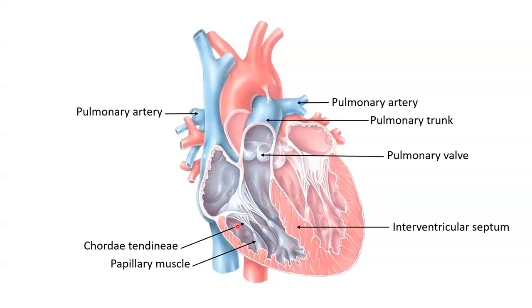From the right ventricle, the blood then passes through an open pulmonary valve. This can also be called a semilunar valve. It goes into a large artery called our pulmonary trunk, where it splits into our right and our left pulmonary arteries to go to our right and left lungs.